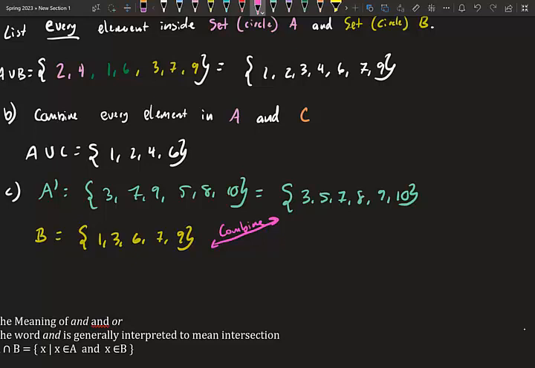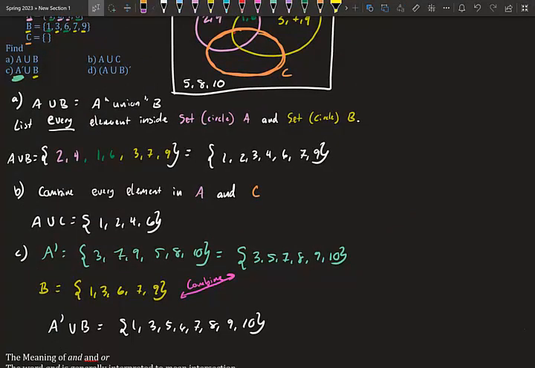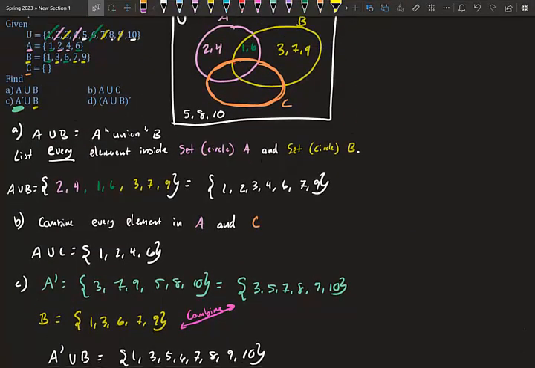We combine them because it's union. Now, you never write the same number twice. Mathematicians do not like to do that because it's redundancy. So if you have a matching number, just write it once. So if we put them together, we'll have our complement A union with B. And when we do that, we have 1, 3, 5, 6, 7, 8, 9, 10. Do you notice that that's just everything that's not in A? A is 2, 4, 1, 6.